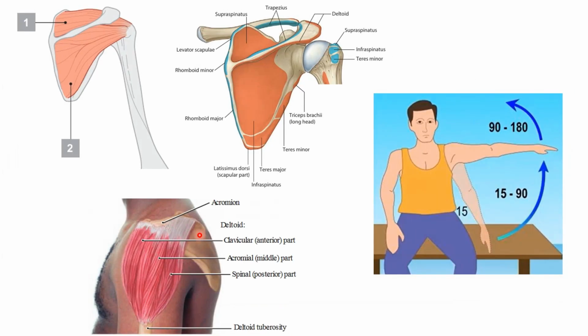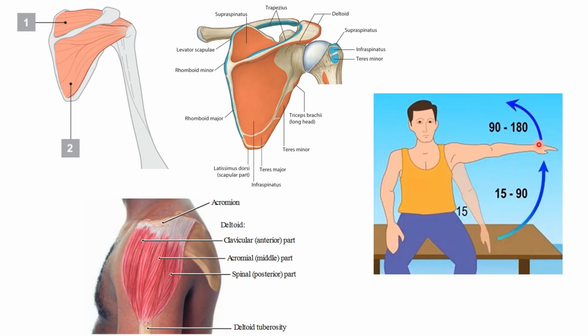Okay, you can see this is the deltoid muscle: the anterior part or clavicular part, the middle part or acromial part, and the spinal part or posterior part. The middle part is involved in abduction 15 to 90 degrees, the anterior part is involved in flexion of the arm and medial rotation, and the posterior part is involved in extension of the arm and lateral rotation.